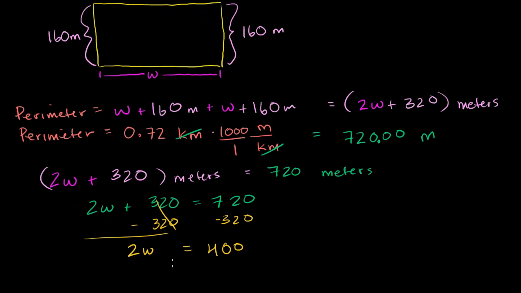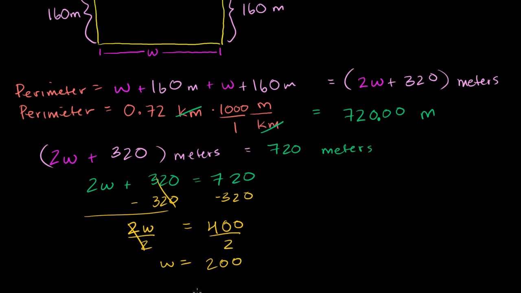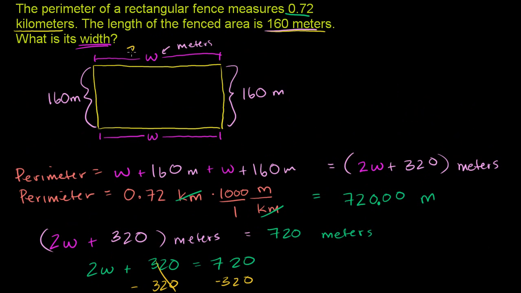Now you can divide both sides of this by 2. And then you're left with W is equal to 400 over 2, which is 200. And we said that W was in meters. So the width is 200 meters. So this is 200 meters. This is 200 meters. And let's see if it makes sense. 200 plus 200 is 400, plus 320 is 720. So the total perimeter is 720 meters, which is the exact same thing as 0.72 kilometers.